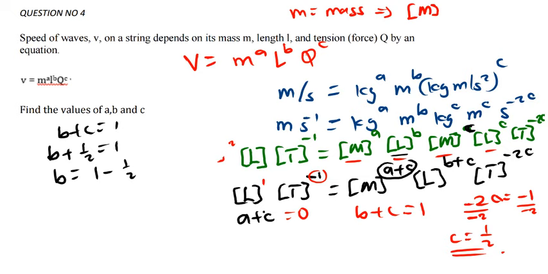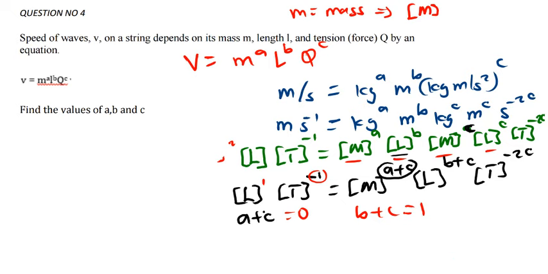Okay, so we have found the value of c, and we are trying to find the value of b and a now. So what we are going to do here, after finding, I've just plugged in the values. Let me just start from here again. We said negative 2c will be equal to negative 1.